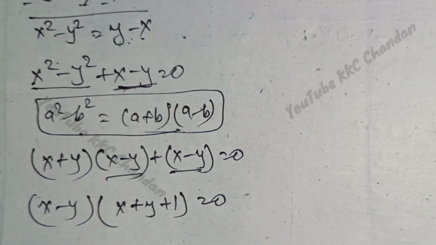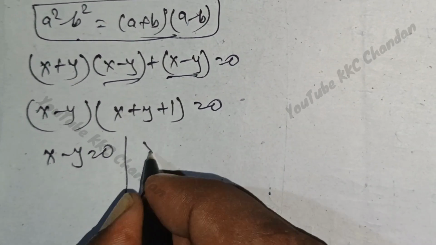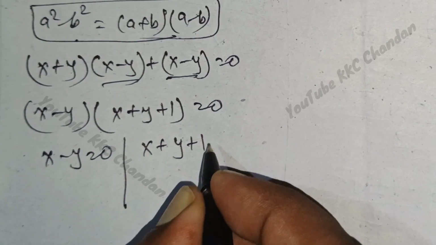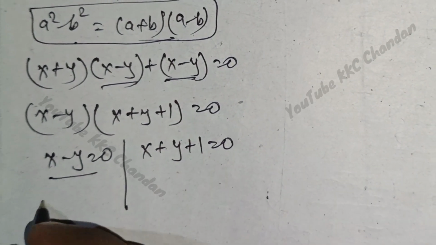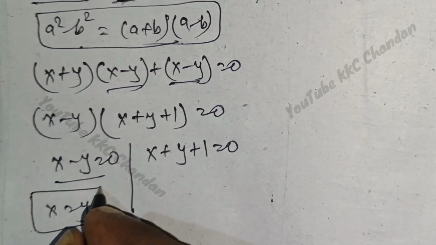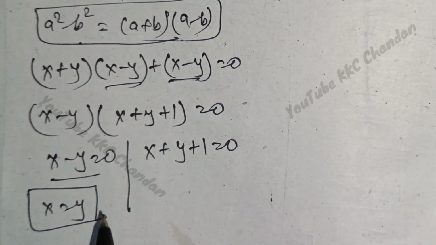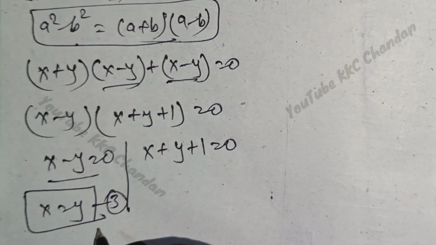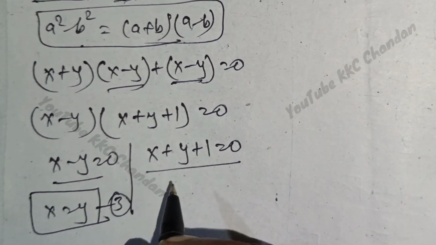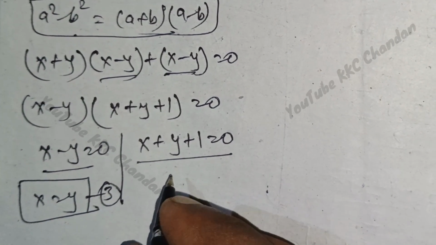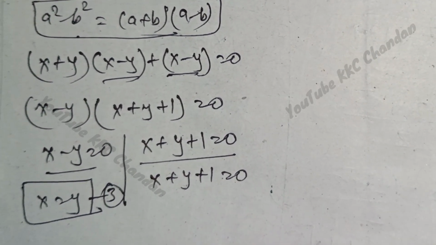Here two equations arise. First of all, x minus y is equal to 0, first equation. Second equation, x plus y plus 1 is equal to 0. See here, in this form, x is equal to y. This is equation number 3. In the next step, see here, solve this equation, x plus y plus 1 is equal to 0.